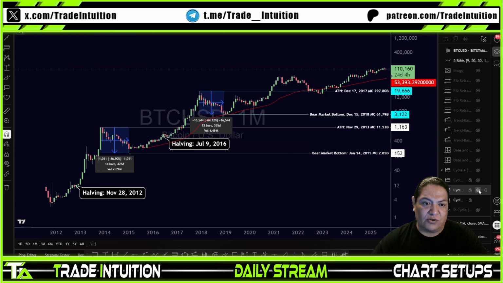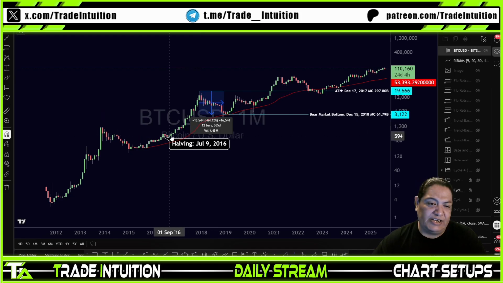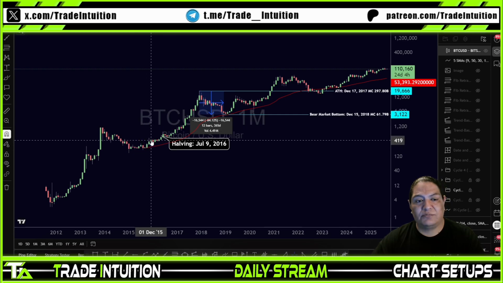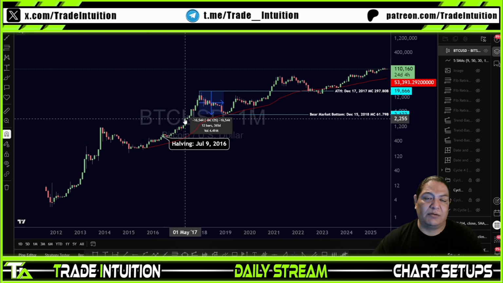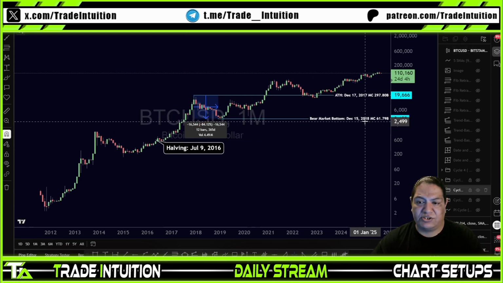And the next cycle, we have the halving here. Then we have just a really nice run up. So notice prior to the halving, here's our bear market, and it's slowly going up towards the halving. Halving happens, we start accelerating just a little bit more. Then we have the bear market low, and here's the information here. And then we start working our way up.